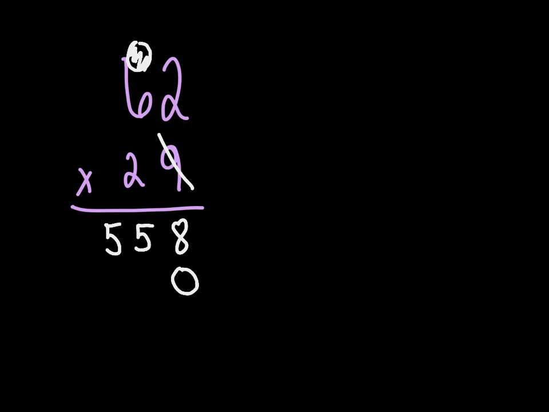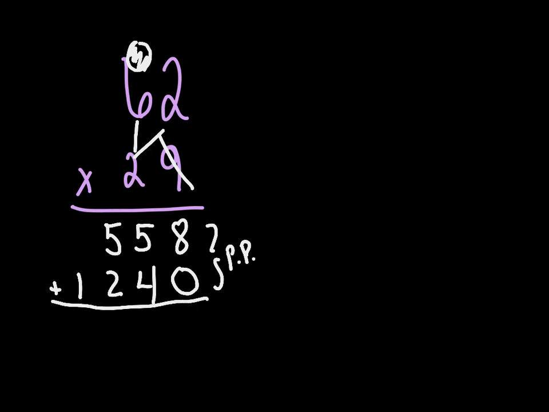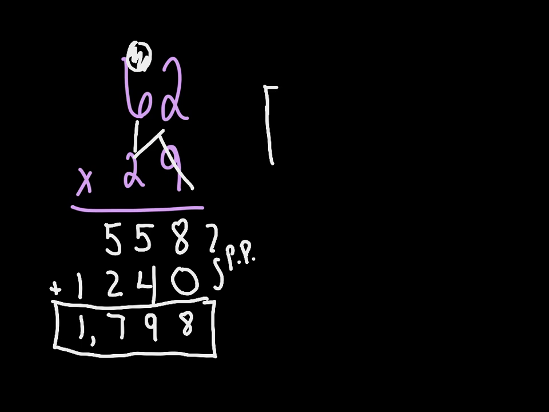So now we go to the 10s here. We go 2 times 2 is 4. 2 times 6 is 12. These are our partial products. And what do we do with partial products? We add them. So we have 8 1s, 9 10s, 7 hundreds, and 1,000. So 1,798 is our product. But now let's try it with an area model.